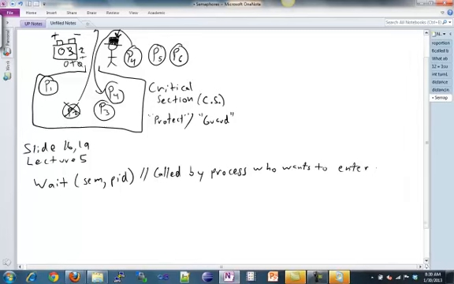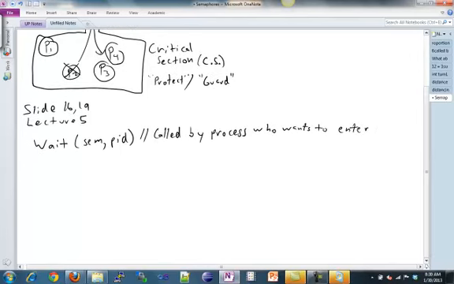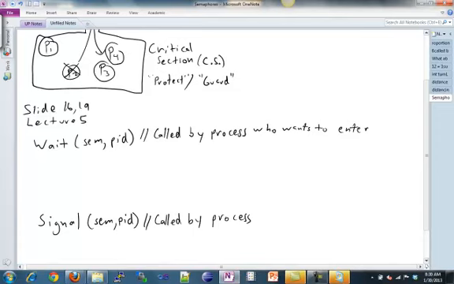Okay? And then we also have signal, that also takes in some semaphore and some PID. And this one's called by a process when they're leaving the room, so they can notify our semaphore or our guard that they're leaving the critical section. Once they exit the critical section. Okay. Cool. So, what do we do with these methods?